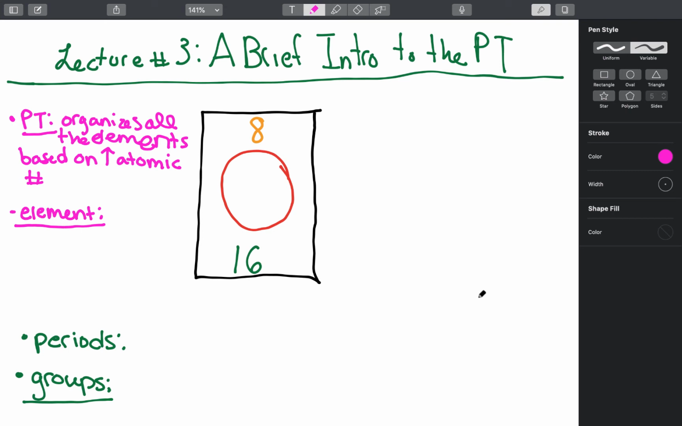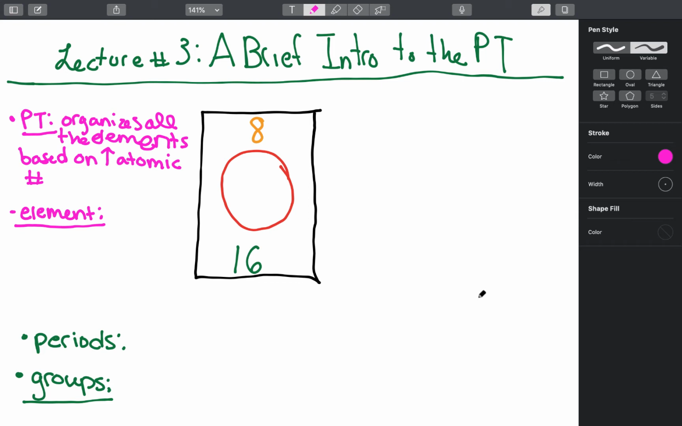So today we're going to be talking about the basic ideas of the periodic table. We're not going to be getting too in-depth because we don't know enough yet, but we're just going to be talking about basic definitions: periods, groups, elements, etc. So it's going to be a short one, so let's get into it.